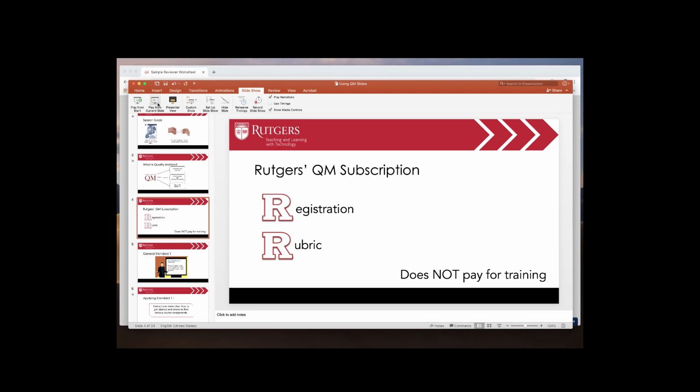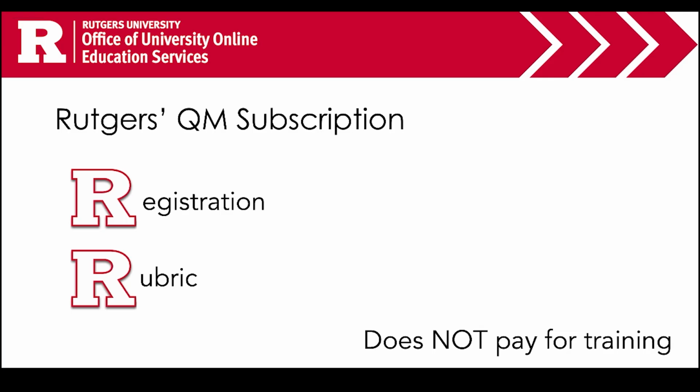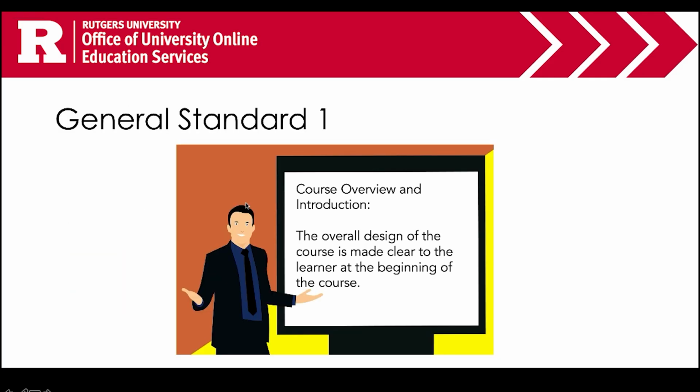Let's begin with General Standard 1, which deals with the course overview and introduction. Online learners with no guide besides the course materials need you to provide a course overview and tell them how to get started. They need to know supporting policies and information. They need you to set the tone for the course. And they need an opportunity to meet you and their fellow learners.